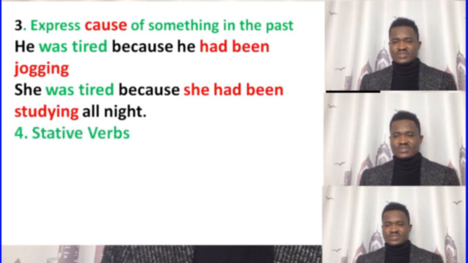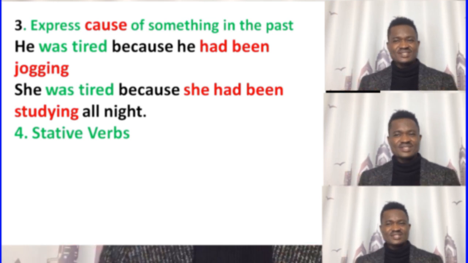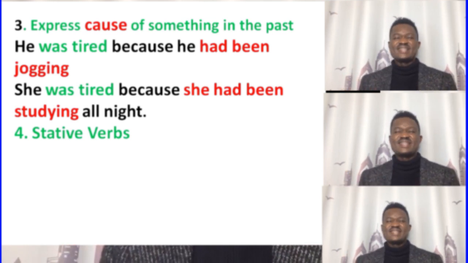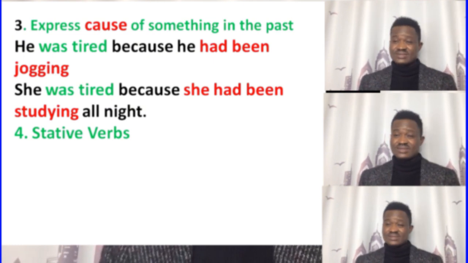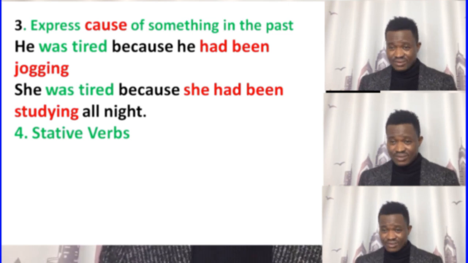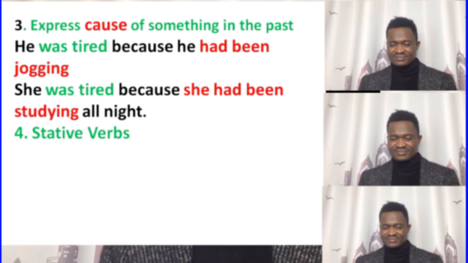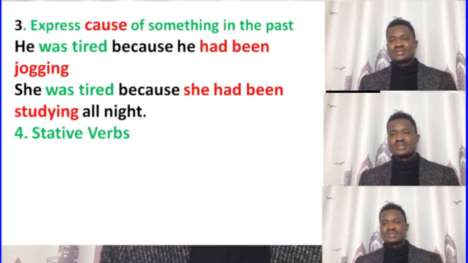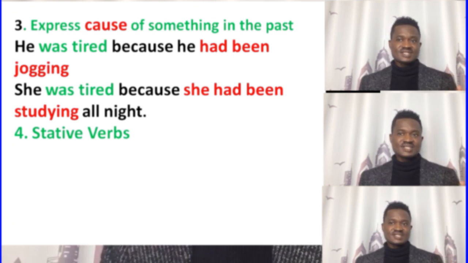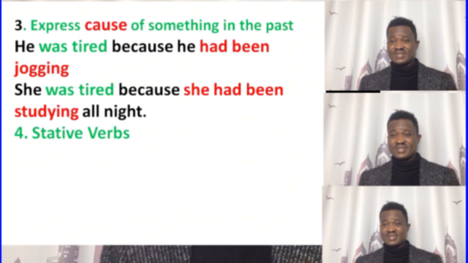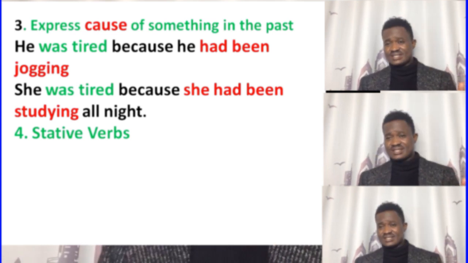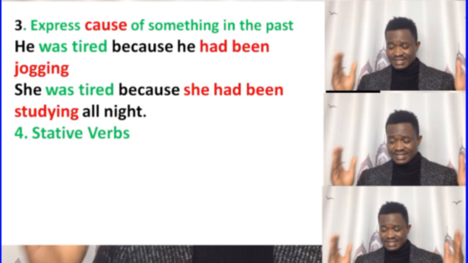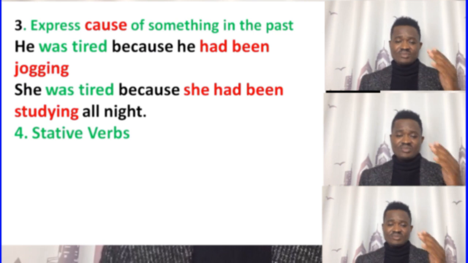Number 4 is about stative verbs. Stative verbs are non-action verbs. They don't express action. Remember, we don't use stative verbs in any progressive, and this is a progressive. We have a lot of stative verbs. If you check my video on the present simple, you can see a lot of stative verbs there. Although sometimes we have dynamic verbs, which can be stative or non-stative, action or non-action.